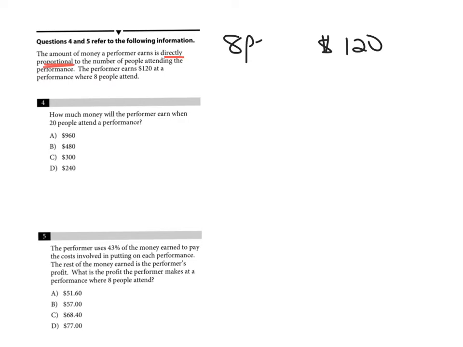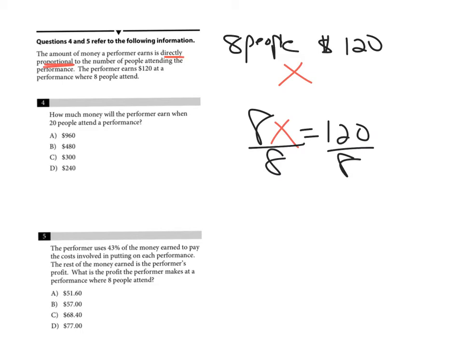So basically what happens if two numbers are directly proportional, it means there's going to be a third number, so that if you take one of the numbers and multiply it by the third number, you get the other number. So if there are 8 people and the performer earns $120 for those 8 people, this other number in the question is going to be 120 divided by 8, or 15.